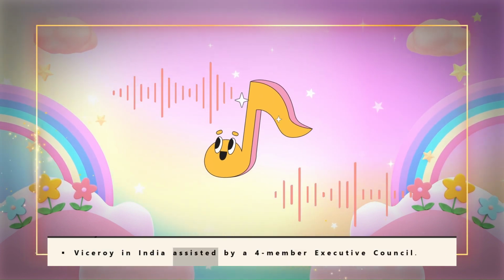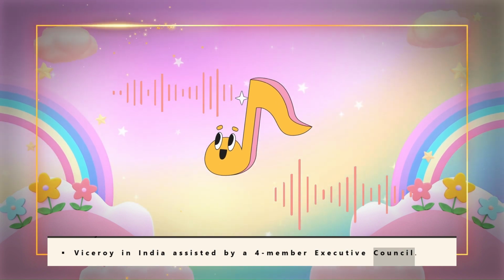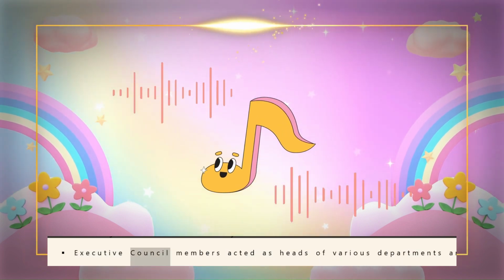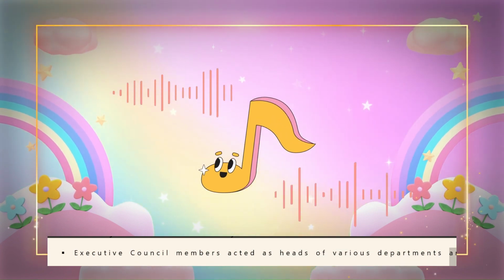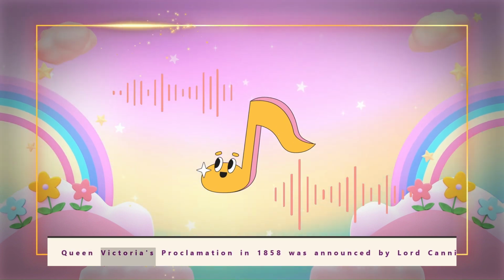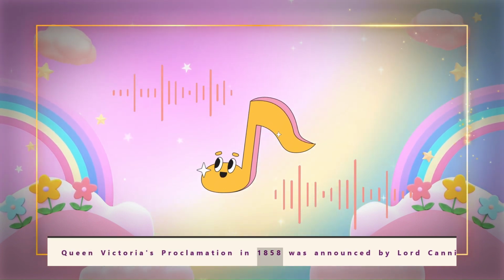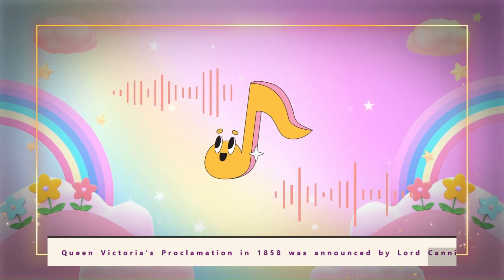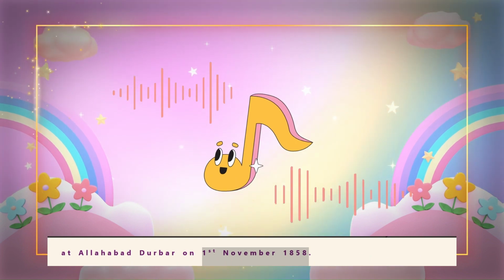The Viceroy in India was assisted by a 4-member Executive Council. Executive Council members acted as heads of various departments and the Viceroy's advisors. Queen Victoria's proclamation of 1858 was announced by Lord Canning at the Allahabad Darbar on 1 November 1858.